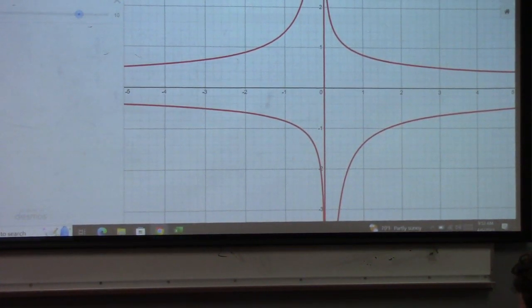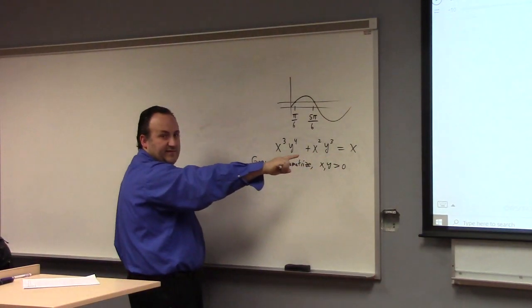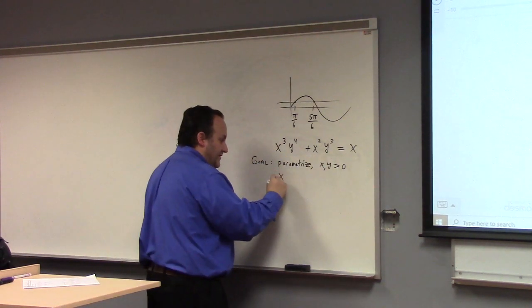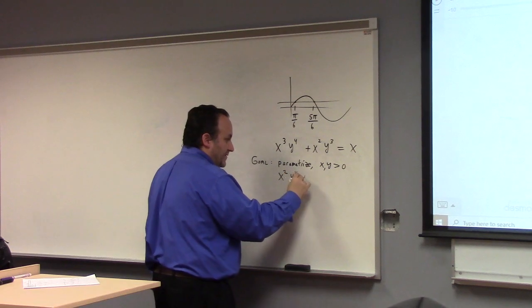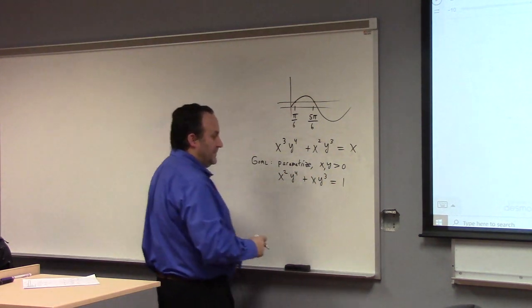Goal: parameterize with x and y both positive. With that assumption, I can simplify this equation. What can I do? I can divide by x, because x is non-zero, so I don't change the solution set in that regard. That gives me x squared y to the 4th plus x y cubed equals 1.